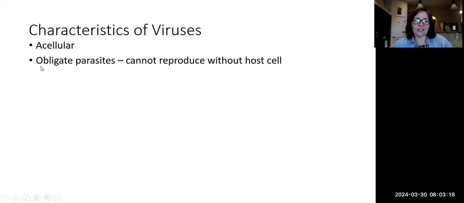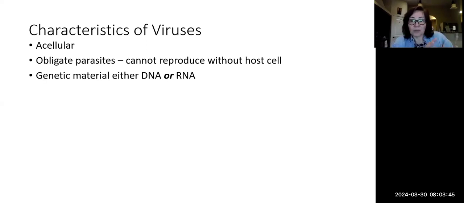Here's the thing that's curious. They are obligate parasites. Obligate means it's necessary, like they can't make copies of themselves unless they are inside a host cell. And this is where that definition of is it alive or is it not alive, this is why some people would say we do not call these things alive, because they cannot do anything for themselves.